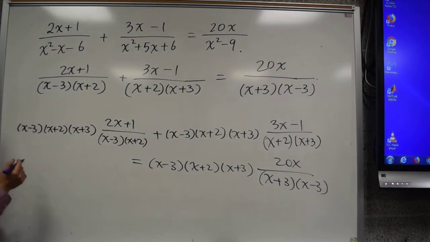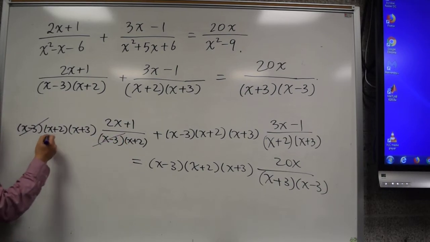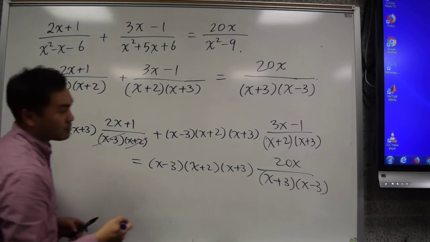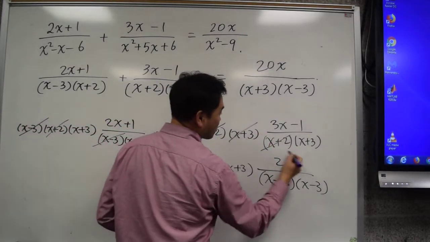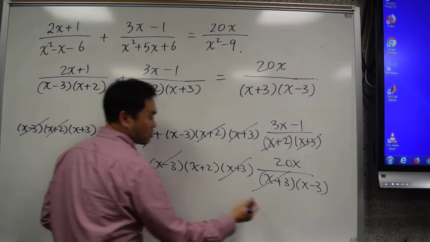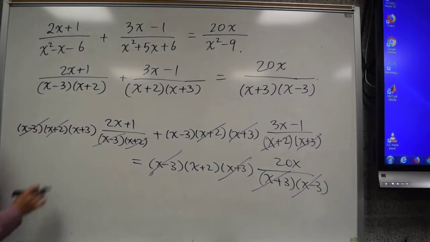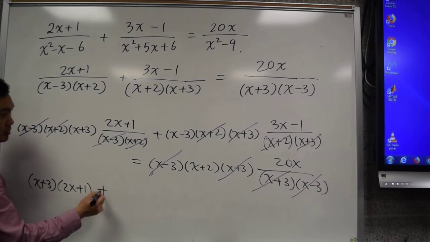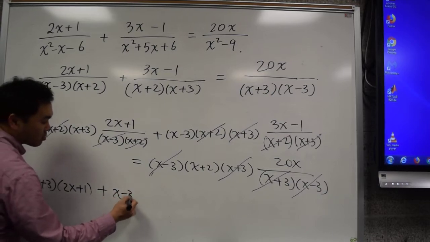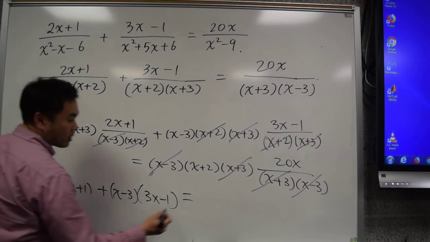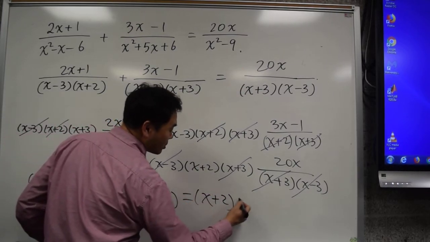Okay. So now let's keep canceling. x minus 3 cancels. x plus 2 cancels. There's nothing to cancel. That's what's left. Here, x plus 2, x plus 2, x plus 3, x plus 3 cancels. Here, x plus 3, x plus 3, x minus 3, x minus 3. Okay, so what's left? I have x plus 3 times 2x plus 1. Don't forget this parenthesis. Here, x minus 3 times 3x minus 1. On the right side, that's x plus 2 times 20x.